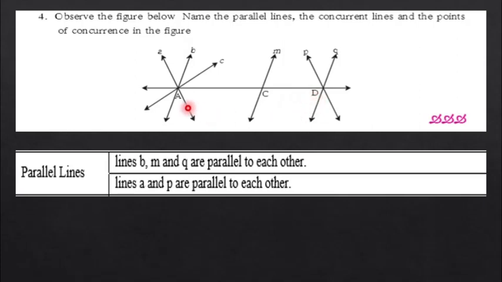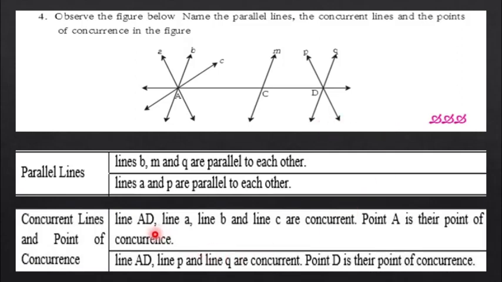But for which lines? Point A is the point of concurrence for line A, line B, and line C, and also line AD. And point D is the point of concurrence for line AD, line P, and line Q. So from the figure we can find that lines AD, A, B, C are concurrent lines, whereas point A is the point of concurrence, and lines AD, P and Q are concurrent lines and D is the point of concurrence. So children, with this we complete the first chapter, that is basic concept in geometry.